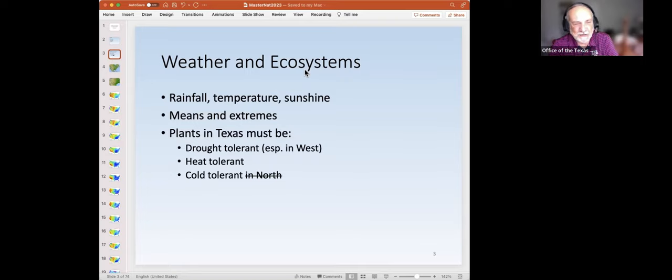You have to be drought tolerant. We have fairly wide swings of rainfall from year to year. It's especially true in the western part of Texas, where it can change by a factor of three from one year to the next. You have to be heat tolerant. Just about everywhere in Texas gets hot at some point during the year. And you have to be cold tolerant. Most years, that mainly is the northern part of Texas, but as we've seen recently, cold weather can happen throughout the state and have big impacts.